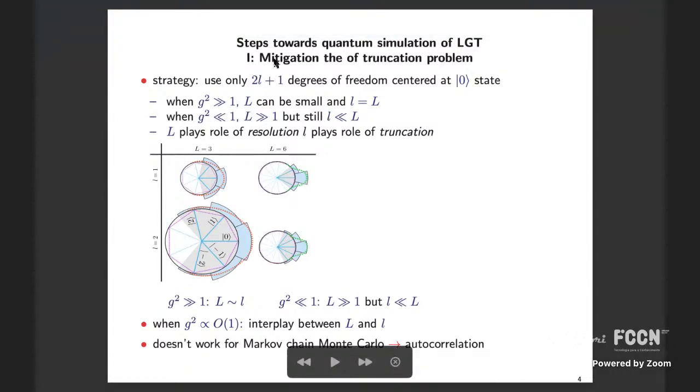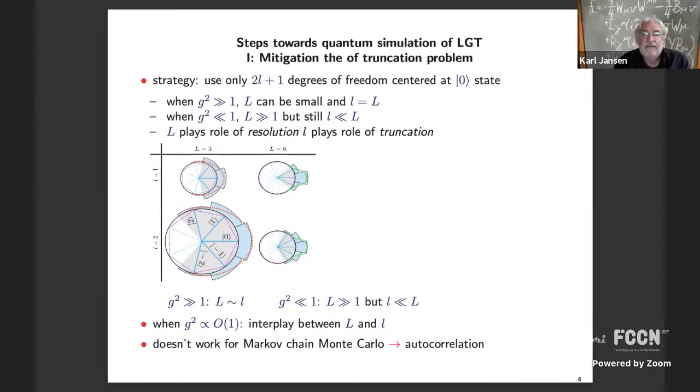Yeah, thank you, Karl. So this is my first Quant Hep seminar, so I didn't know the protocol. My question was, when you say the 2L plus 1 degrees of freedom, are you referring to the electric field? The possible values that the electric field can take?